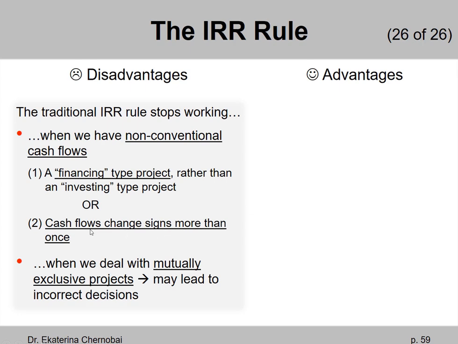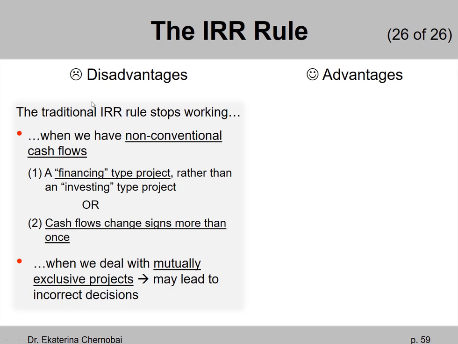And in this case, what happens? We have multiple IRRs. So the number of IRRs equals the number of times cash flows change signs. And the problem with that is that we're not going to have one range of required return for which the project is acceptable. There will be multiple such ranges.